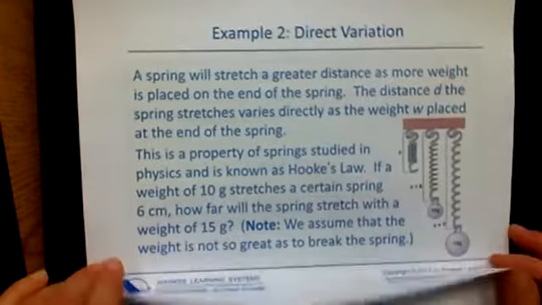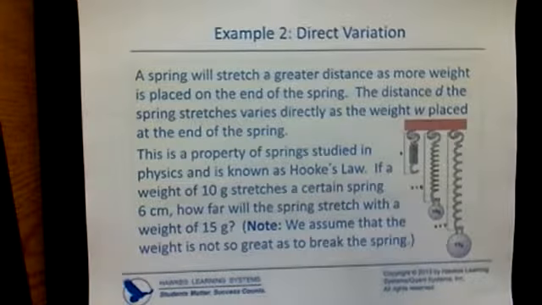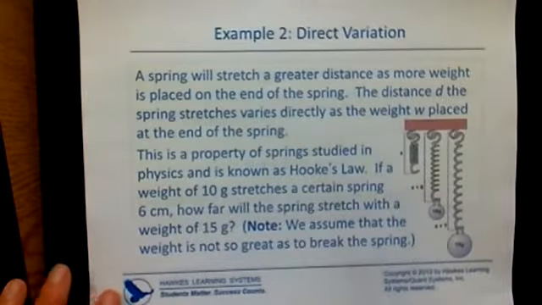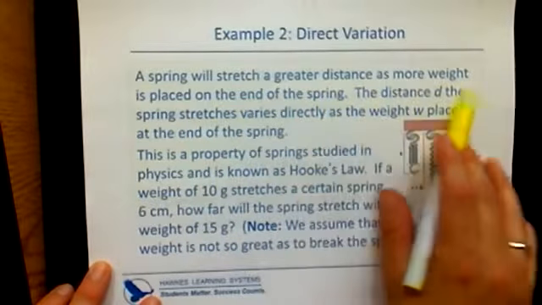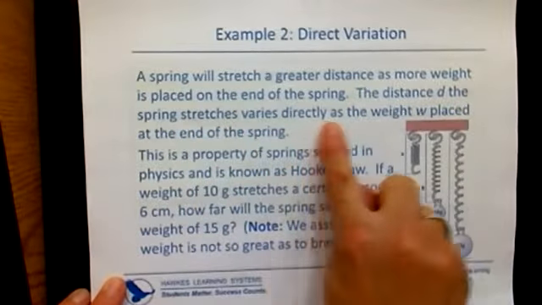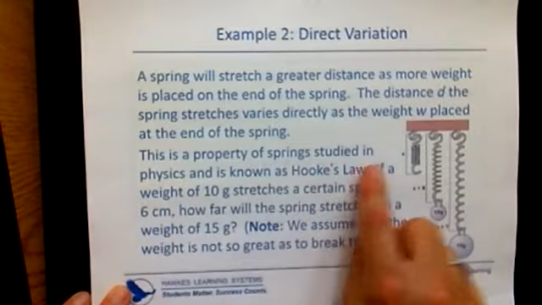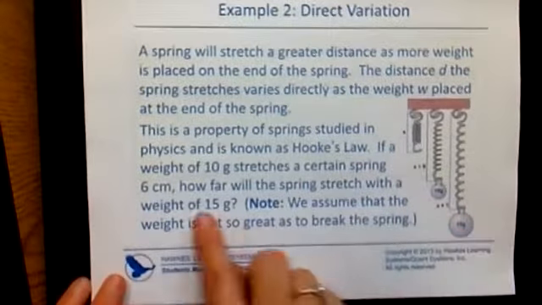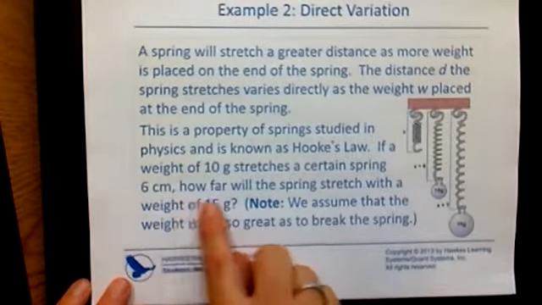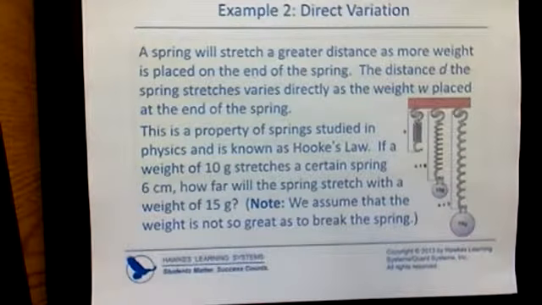Now this one that we have has more statements to it. And sometimes you look at them and you say, oh, the wording is just beyond what my wording needs to be. But that same 3 pieces of information are in here. So if we go through and reread this, let's see if we can identify the first statement. It says a spring will stretch a greater distance as more weight is placed on the end of the spring. The distance d the spring stretches varies directly as the weight w placed on the end of the spring. This is a property of springs studied in physics and is known as Hooke's law. If a weight of 10 grams stretches a certain spring 6 centimeters, how far will the spring stretch with a weight of 15 grams? It says assume that the weight is not so great as to break the spring.